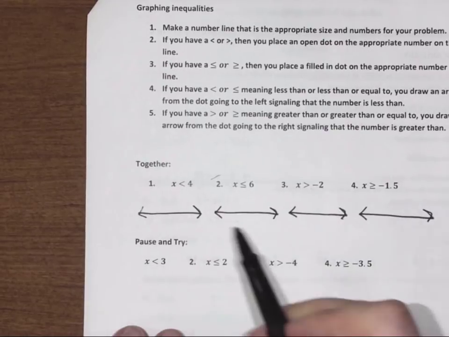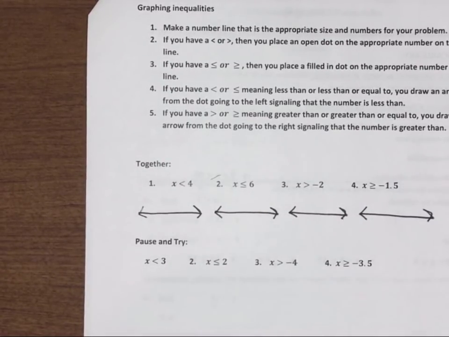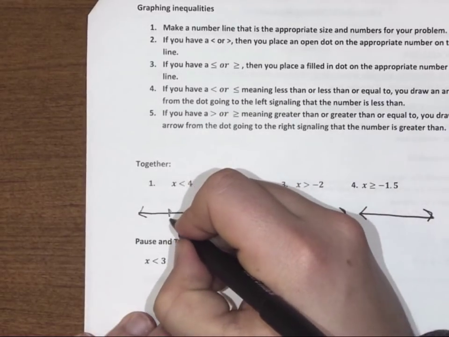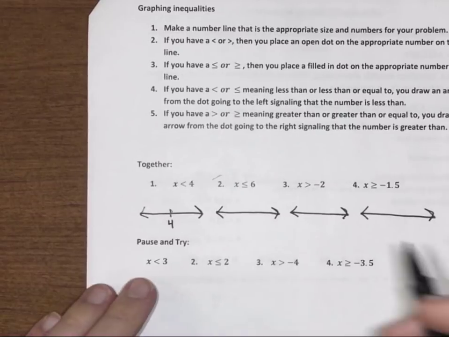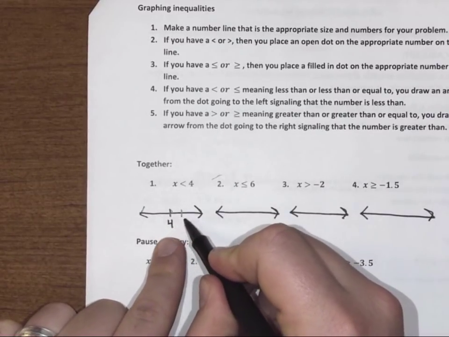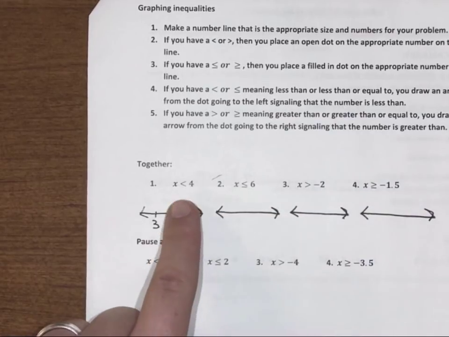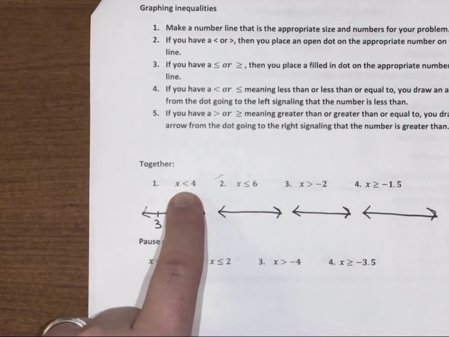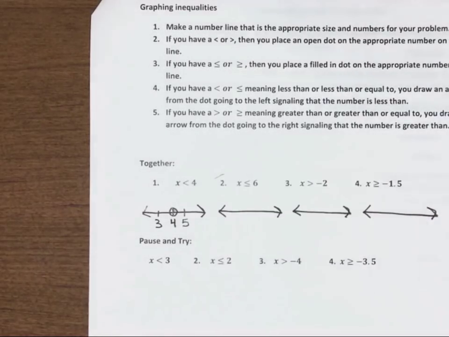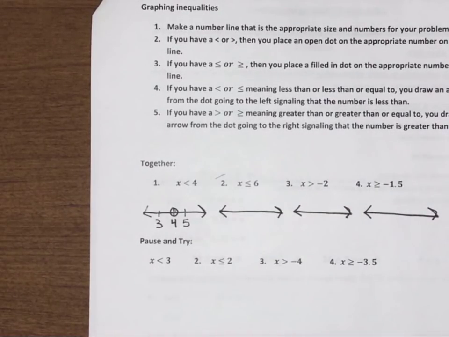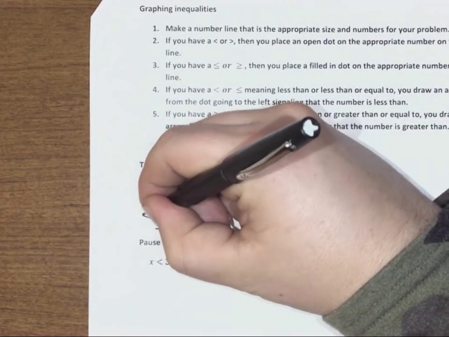If I were you, I would always just put whatever number you have here in the middle. So you have 4 in the middle, but now I need to create the rest of my number line. To the right of 4, I would have 5. To the left of 4, I would have 3. So if x is less than 4, that means I'm going to have an open circle on the number 4 and an arrow going to the left because it's less than 4.